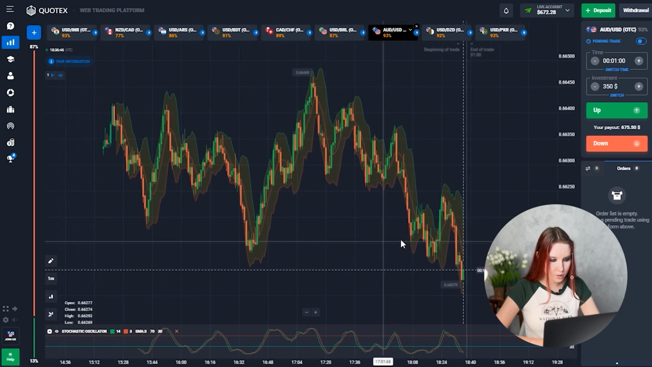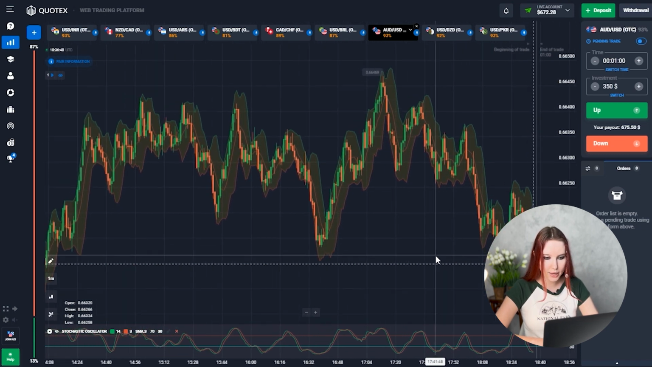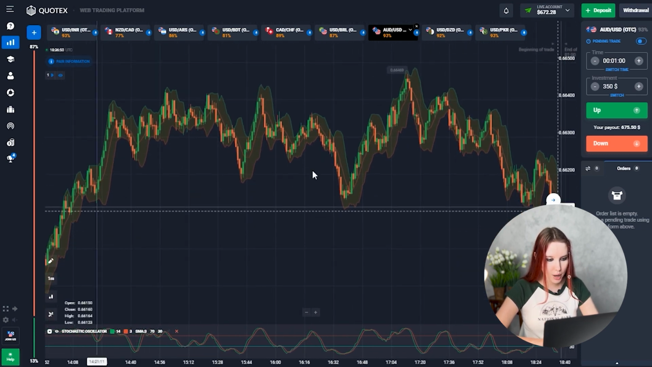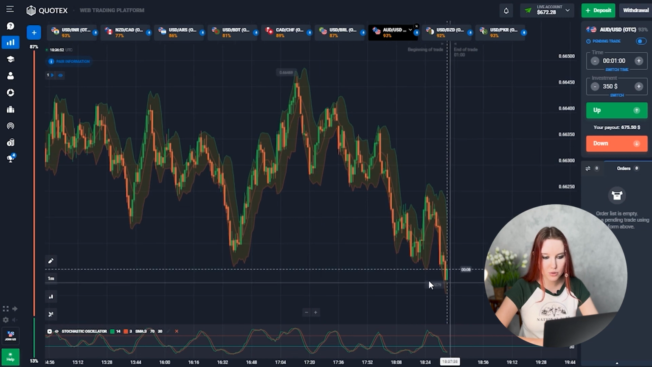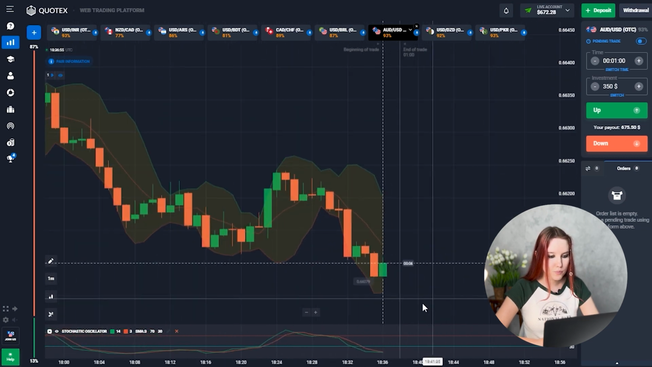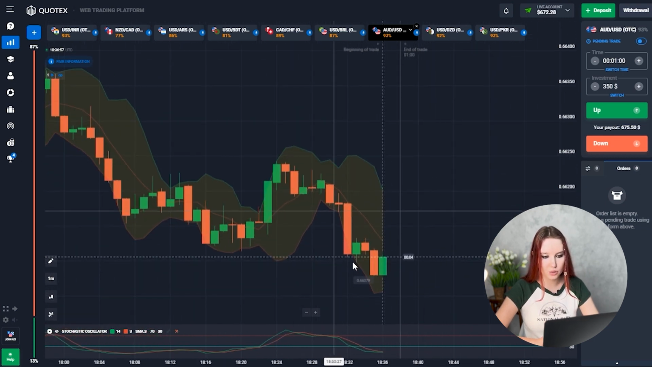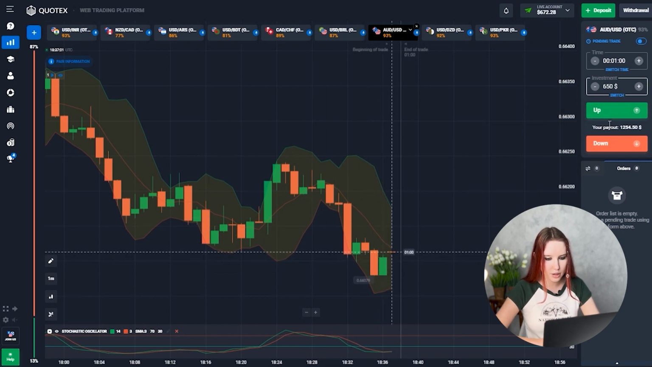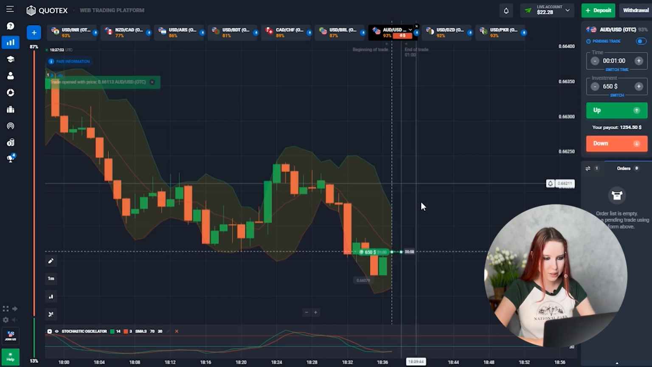Well, let's go to this currency pair. On this currency pair, we see quite an interesting situation. Despite what you may notice here, there's a small level of support. But look, the candles are at the lower Bollinger Band line, so 650 bucks. Trade is up, let's go.